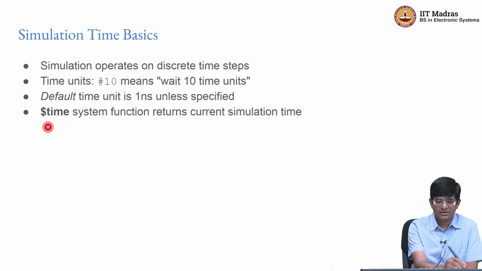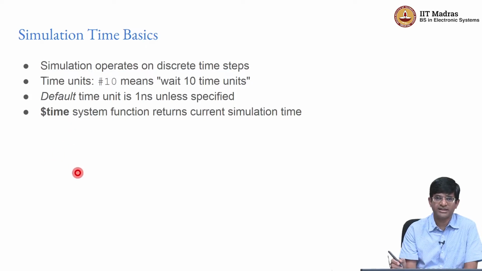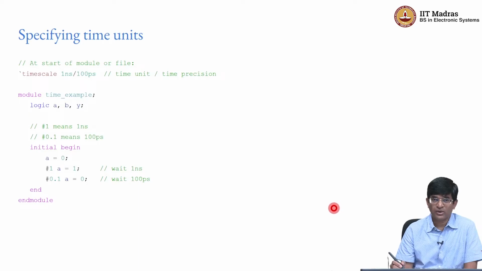There is a system task, as I said, right? It's a system function which returns the current simulation time, $time. So you can actually print out the current simulation time at any given point in your simulation by using $time.